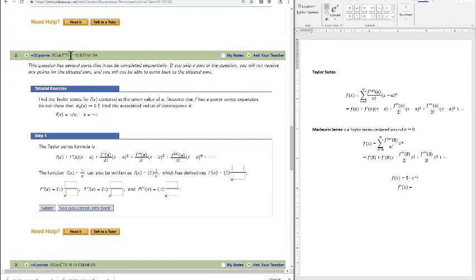Let's do a lab problem from section 11.10. This is problem number 2. They want us to find a Taylor series centered at the given value of a. Assume that we have a series expansion and we don't have to show that the remainder goes to 0. And then they want us to find the associated radius of convergence.